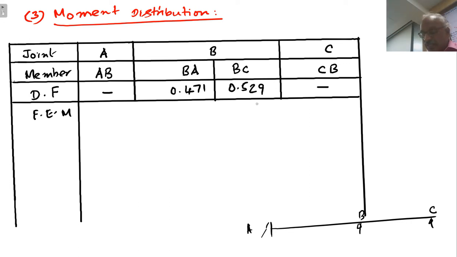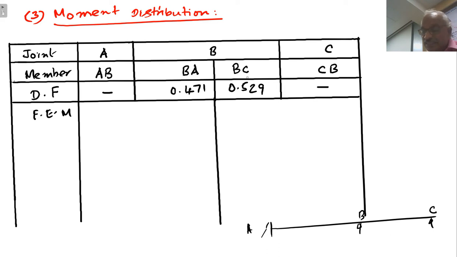Right. And then before doing the moment distribution, you draw the columns such that AB and BA are in one span, and BC and CB are in one span. So you need not draw a vertical line in all the columns. So this is the vertical, so that AB and BA will be together, and BC and CB will be together.